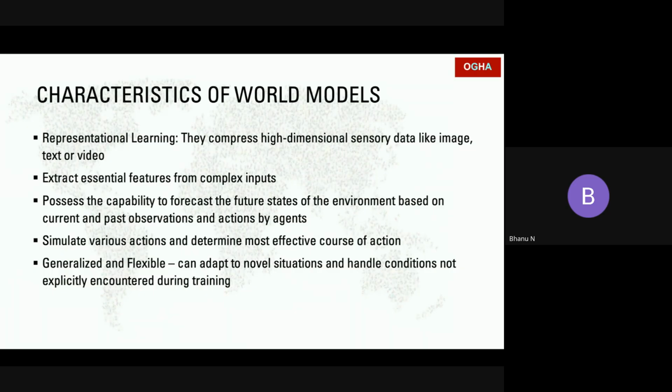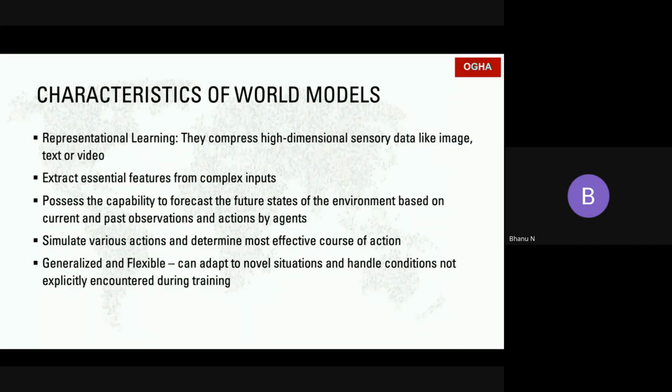Okay. Now, with that intro, what are the characteristics of these world models? They have representational learning. If you recollect a specific incident, you are precise, but not so precise. For example, it's like a video going through your mind, or if you have seen an image or a sculpture, a statue, you can recollect it. Basically, it's a representational memory in your brain, but it's compressed.